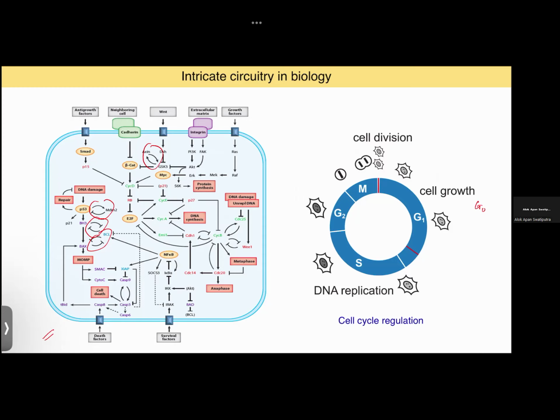From G0, when it receives certain signals, certain growth factors, or it becomes primed for cell division, it enters G1, where you have cell growth. Then there is this checkpoint which I mentioned, and it has to cross this checkpoint. Then it will enter S phase, where your DNA will get replicated. Then it will move on to G2, and then the mitotic phase, where it will undergo division.